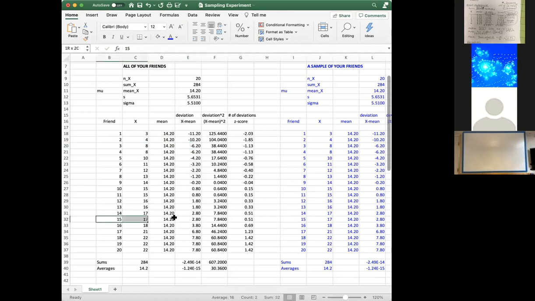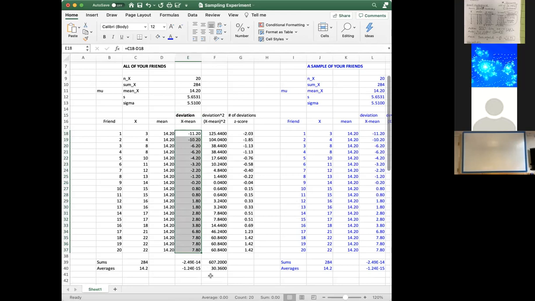Let's look at friend number 15. She had $17 in her pocket. The average is $14.20. So she has $2.80 more than average. But do you see my problem? I cannot add up all these deviations. And remember, these differences from the average are called the deviation. Adding up these deviations just gives me a zero.